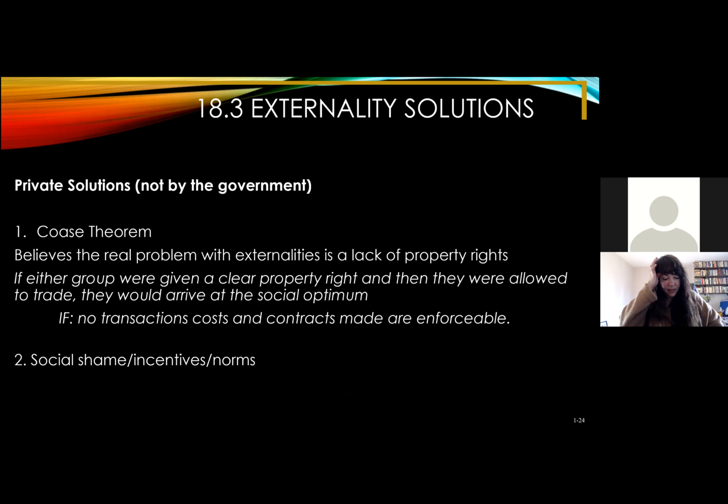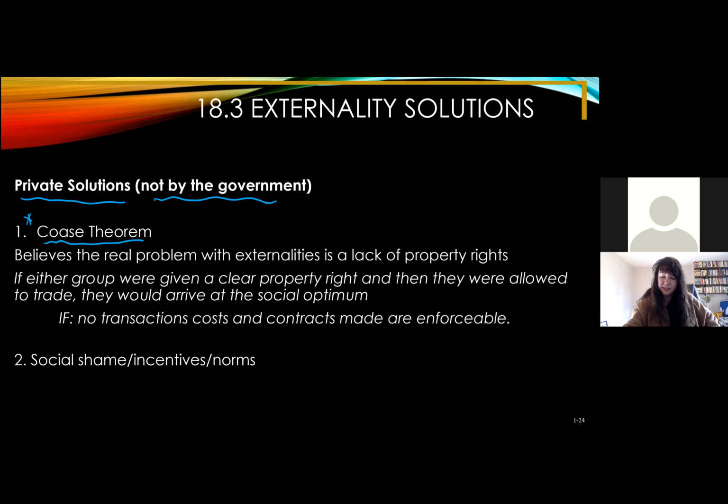Okay. So we talked about government solutions. Hopefully when you were brainstorming, you also thought of some private solutions. What I mean by private is it's not the government implementing them. And one you might not have heard of before is called the Coase theorem.